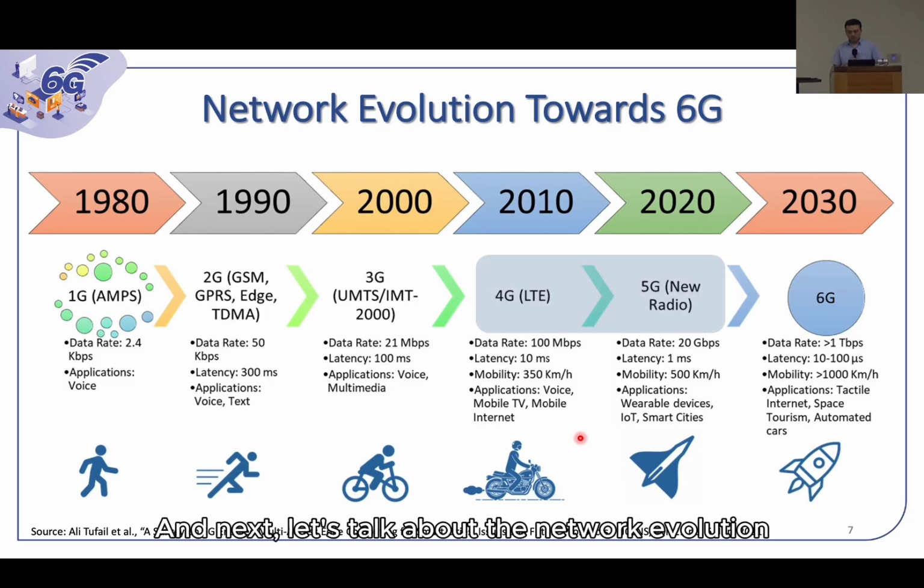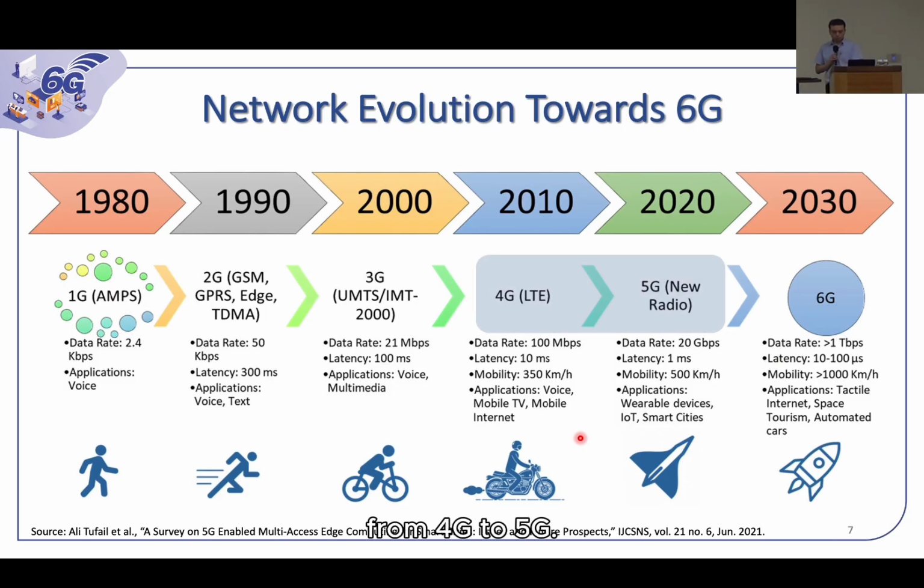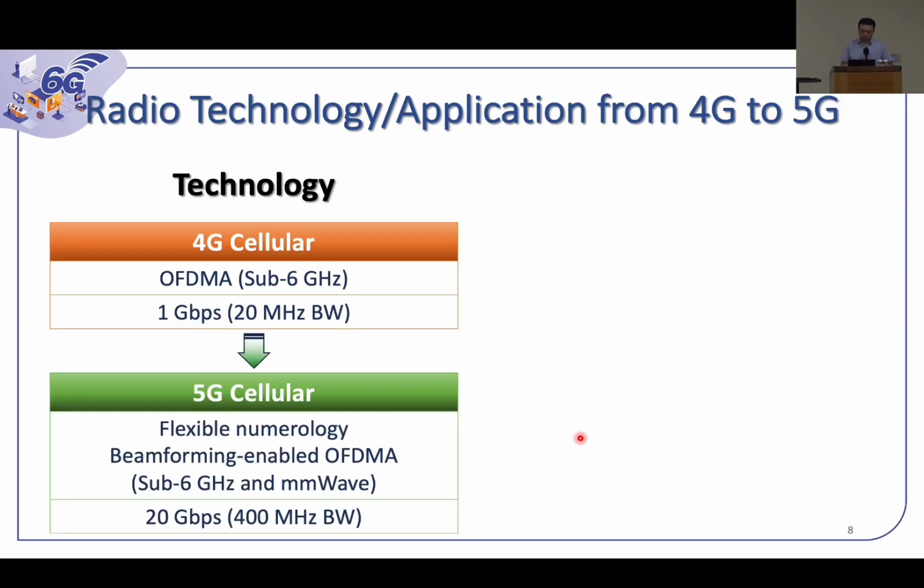Okay, and next, let's talk about the network evolution from 4G to 5G. In 4G network, as we just mentioned, we have the OFDMA. Then the transmission speed can achieve up to 1 gigabit per second. And in 5G cellular, we have flexible numerology.